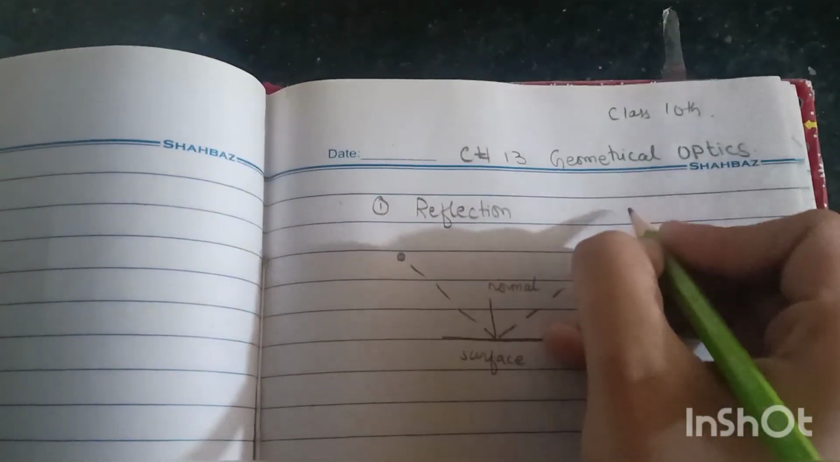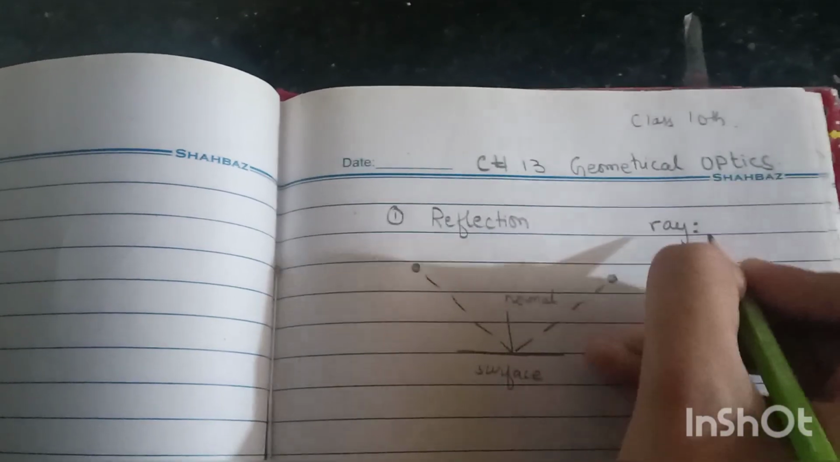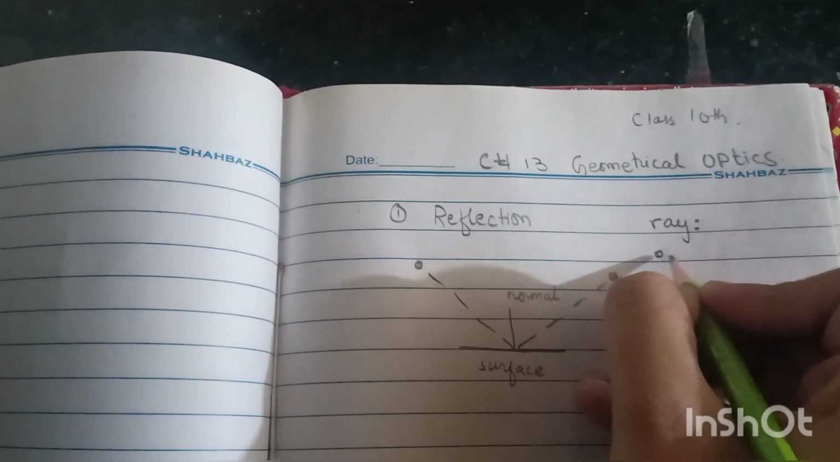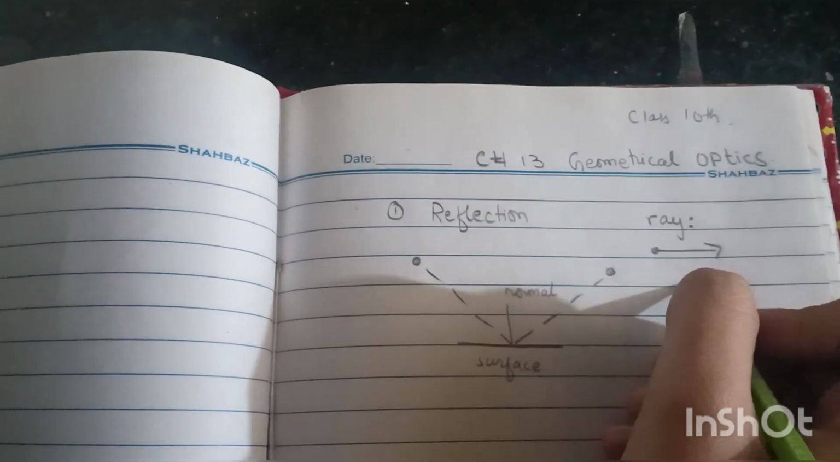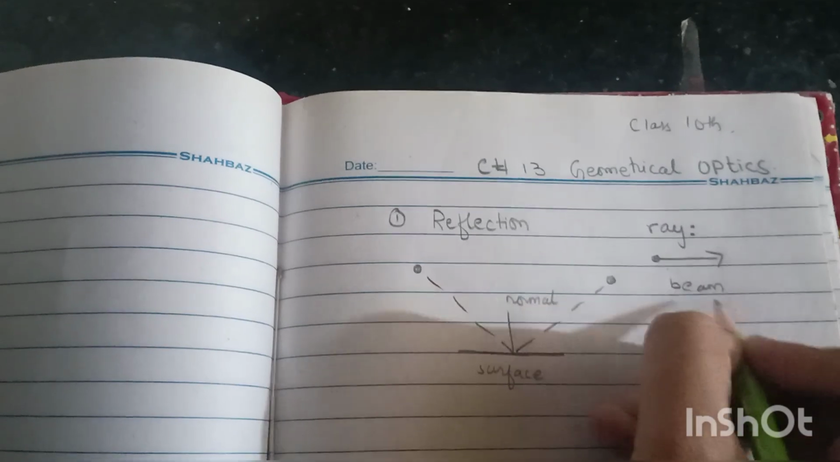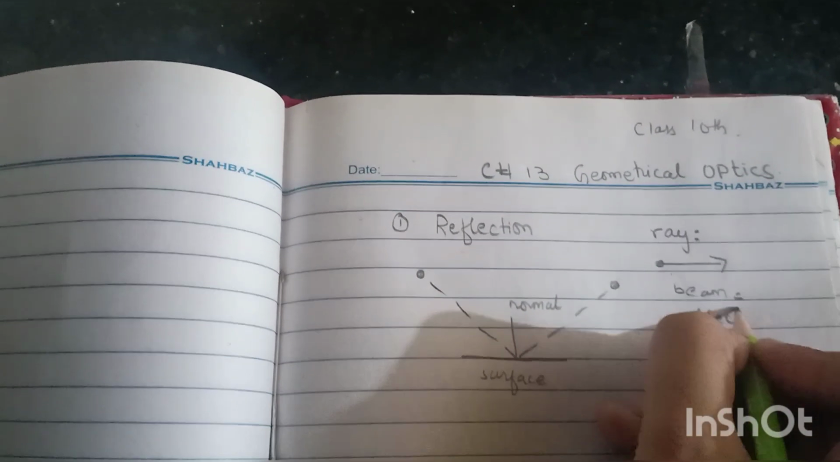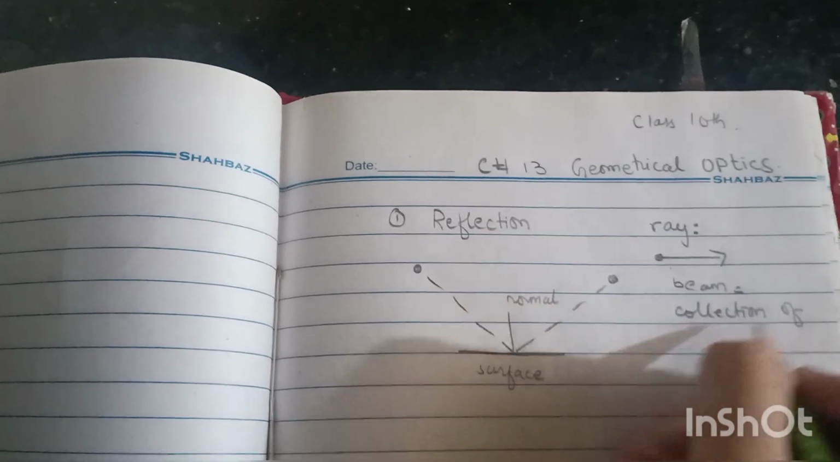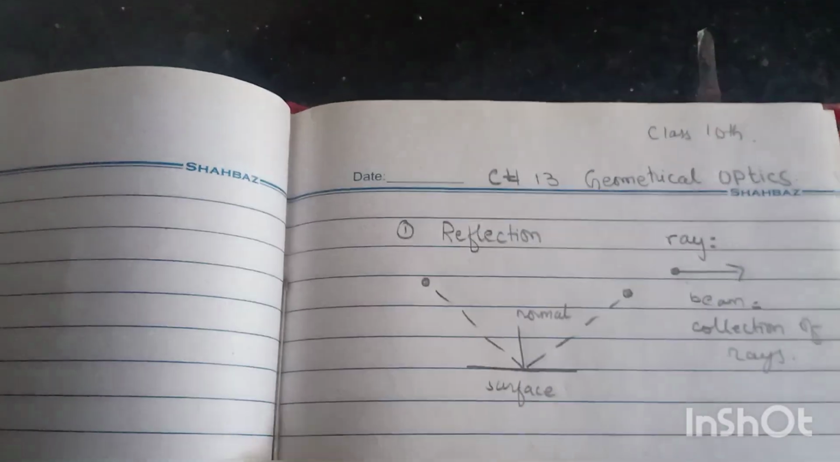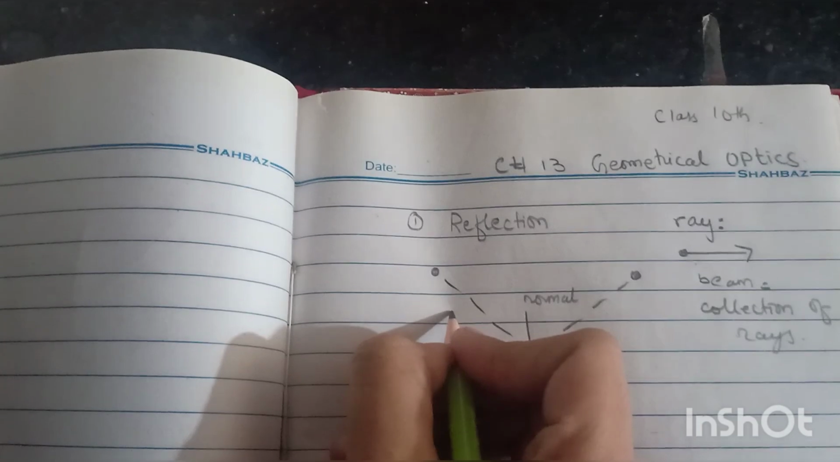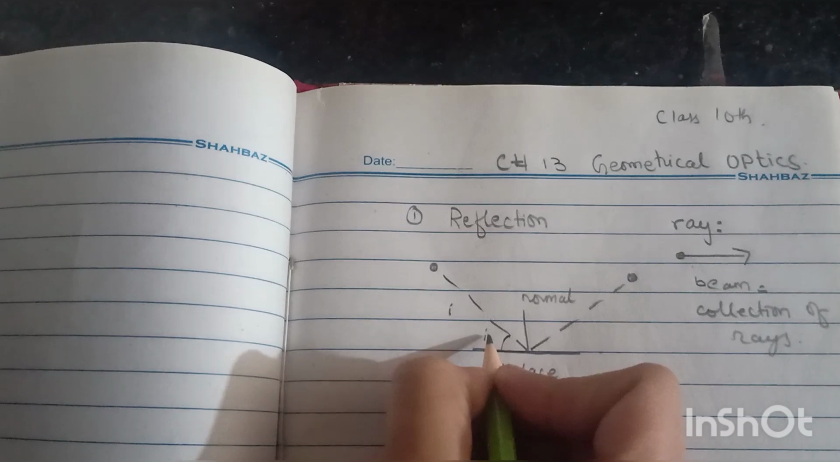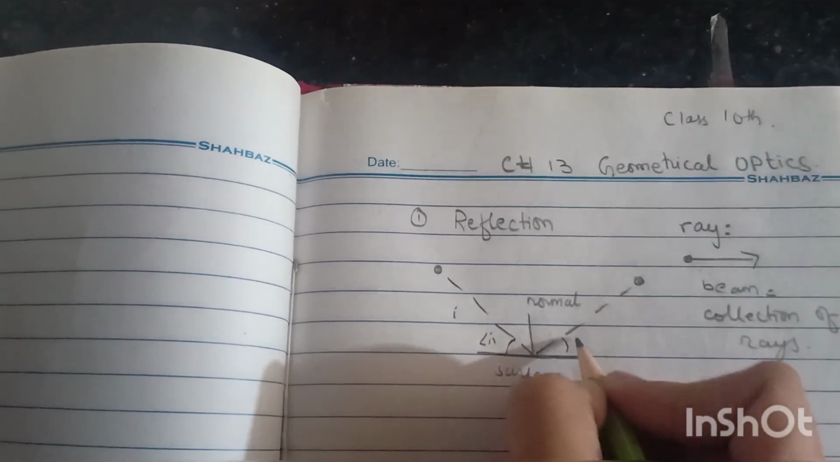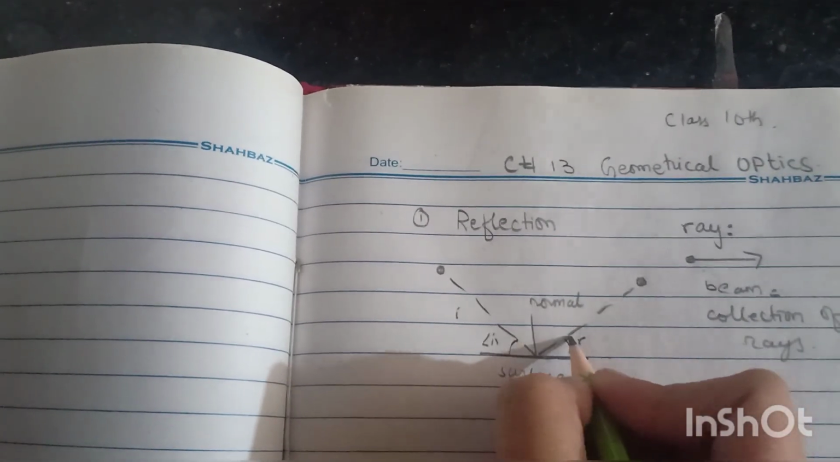Here this is a ray. Let me elaborate as well. What is a ray? A ray is something that has a starting point but we don't know where it ends, so that is called a ray. And a collection of rays is known as a beam, right? Here this is called the incident ray, and here the angle is the angle of incidence. This is the reflected ray, this is the angle of reflection, right?